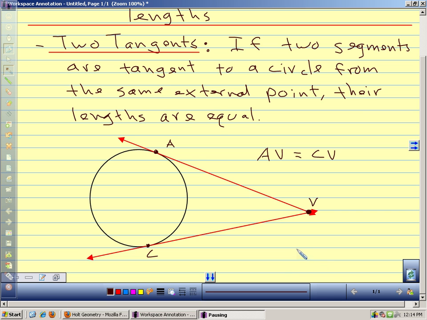Anybody have an idea of how we might go about proving this? What was our hint at the beginning of the unit if we didn't know how to solve a problem with a circle? Draw in a radius. So I'm going to draw in two more radii. So here's one. Here's another one. And I'm going to make this into two triangles.